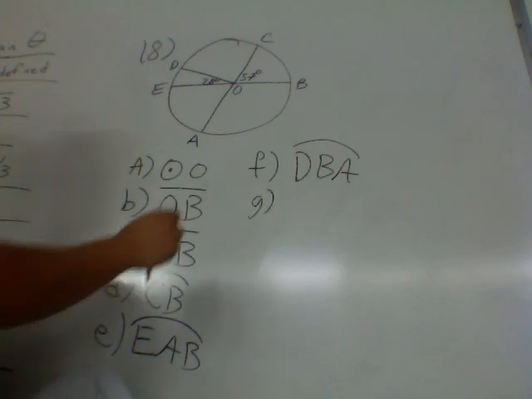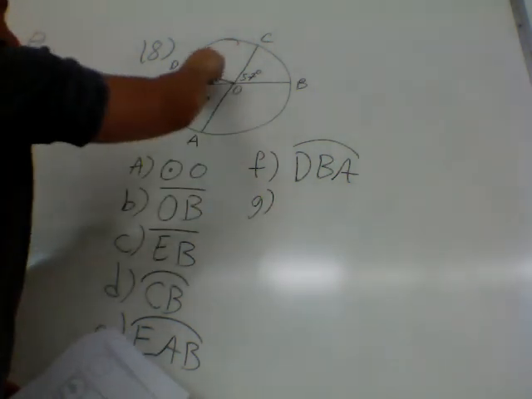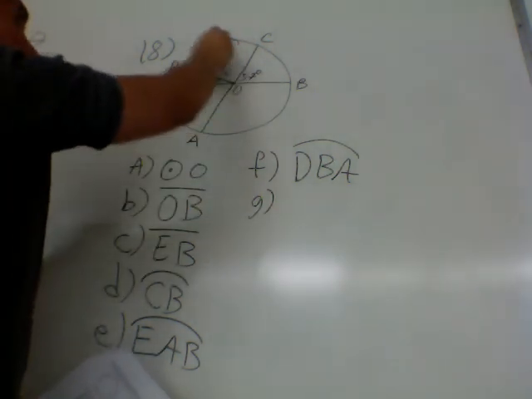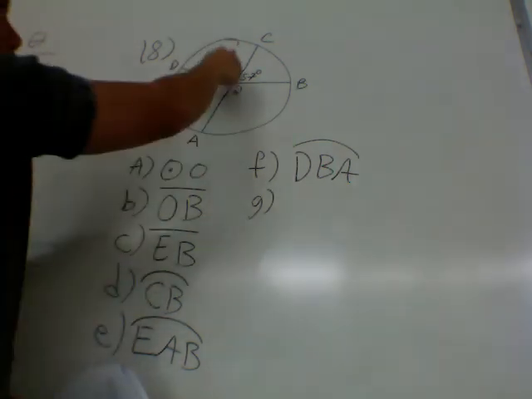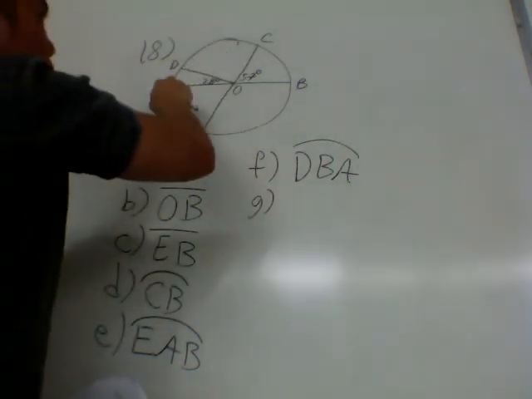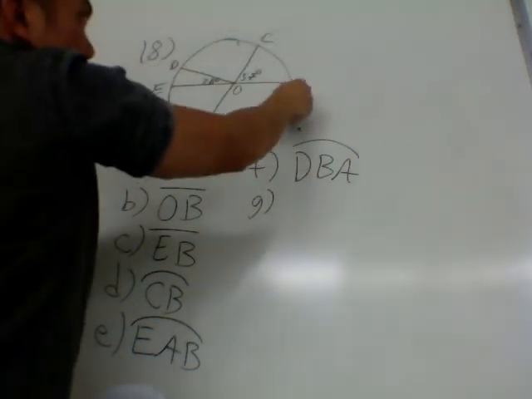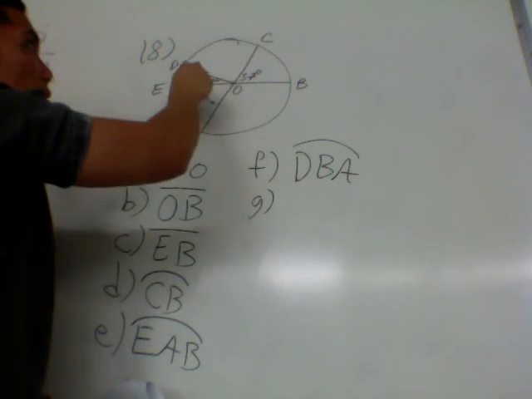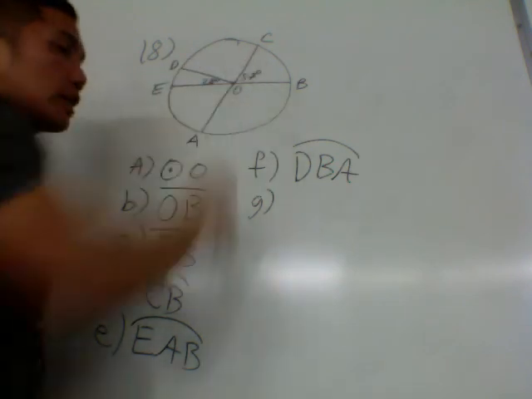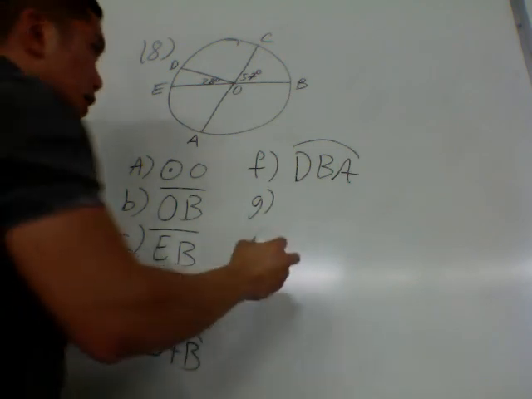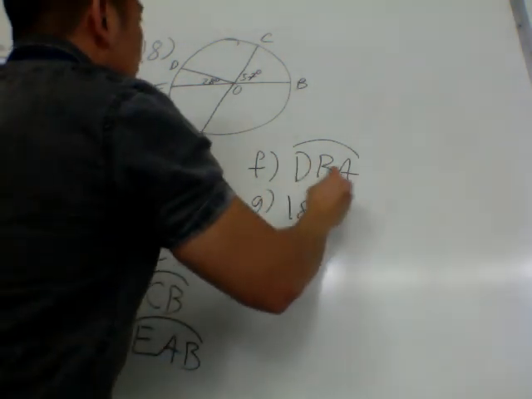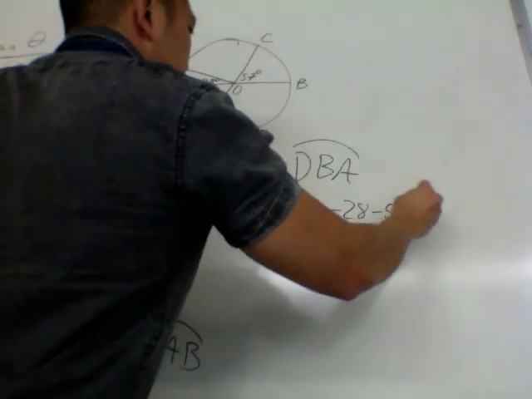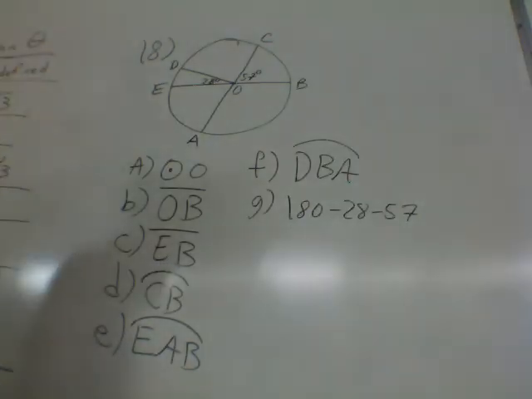For G, the measure of CD. Well, remember, this angle will be the same as that arc. I don't have this angle though, but I do know from E to B, the semicircle is 180. So all I do to get DC is I take 180, I subtract 28, and then I subtract 57. All right? So here it's 180 minus 28 minus 57. And so this answer should be 95.